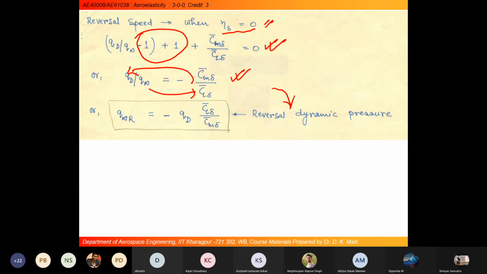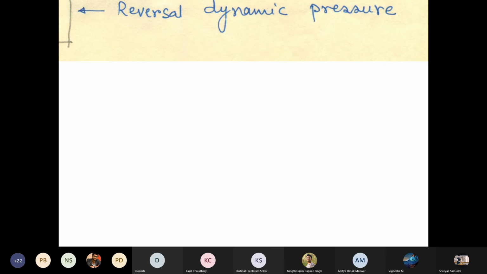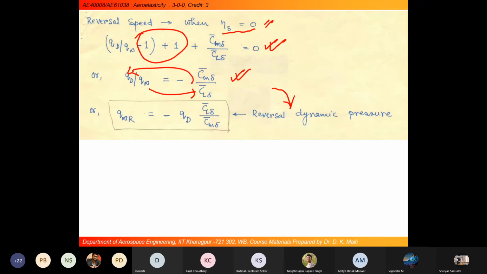Whatever I have shown here, if you look, the control reversal speed is with the negative sign. That means either Cl delta bar or Cm delta bar should be negative. Then only this equation will be satisfied. Otherwise, for a negative forward velocity, we will have the control surface reversal speed. But actually, if we consider the Cm delta bar or Cl delta bar, then I can get a clear idea whether it is positive or negative. Based on that, I can get reversal speed, dynamic pressure.